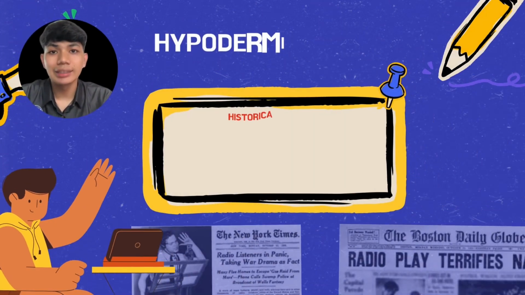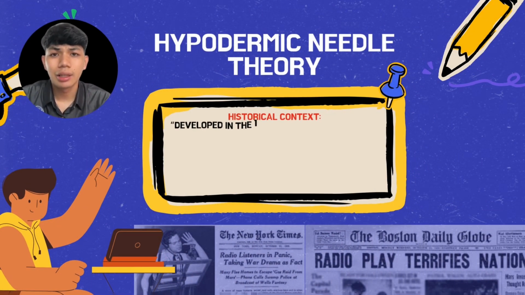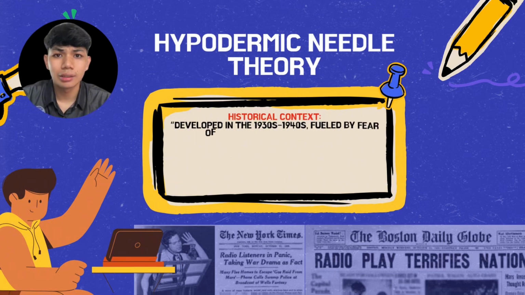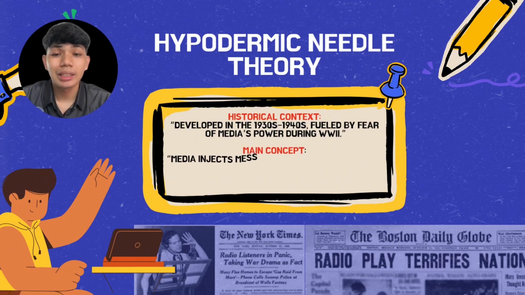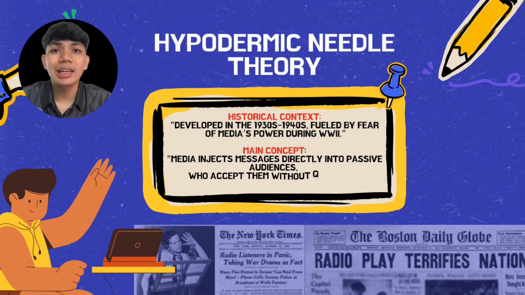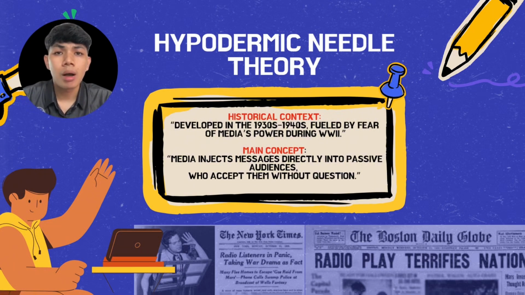Alright, next, let's look at hypodermic needle theory. First, we look at the historical context. The historical context of this theory is that it emerged in the 1930s and 1940s, particularly in response to mass media's growing influence during World War II. This theory reflects fears about the power of media propaganda. It was believed that media could manipulate individuals on a large scale.